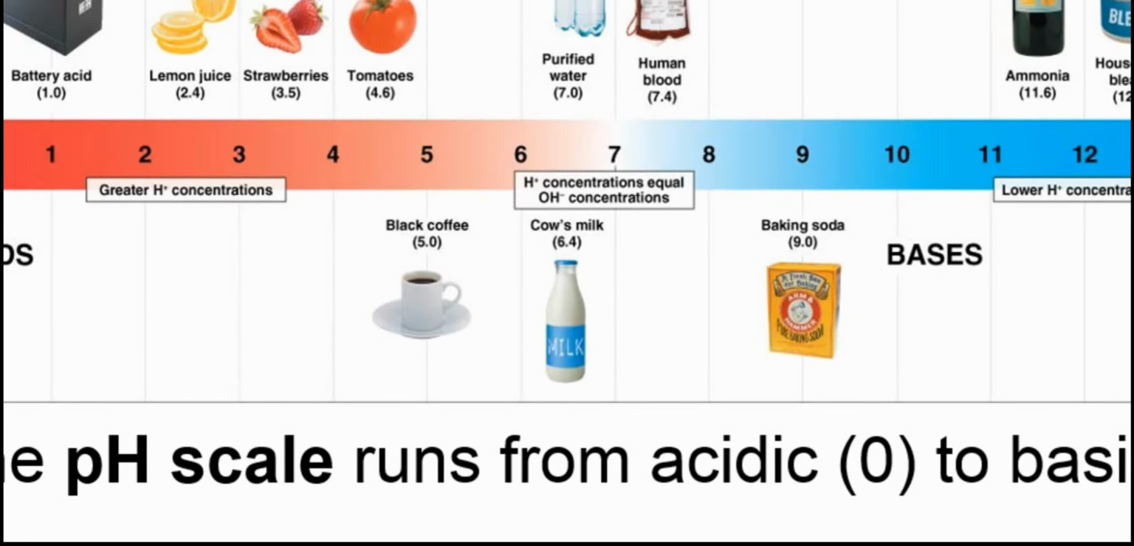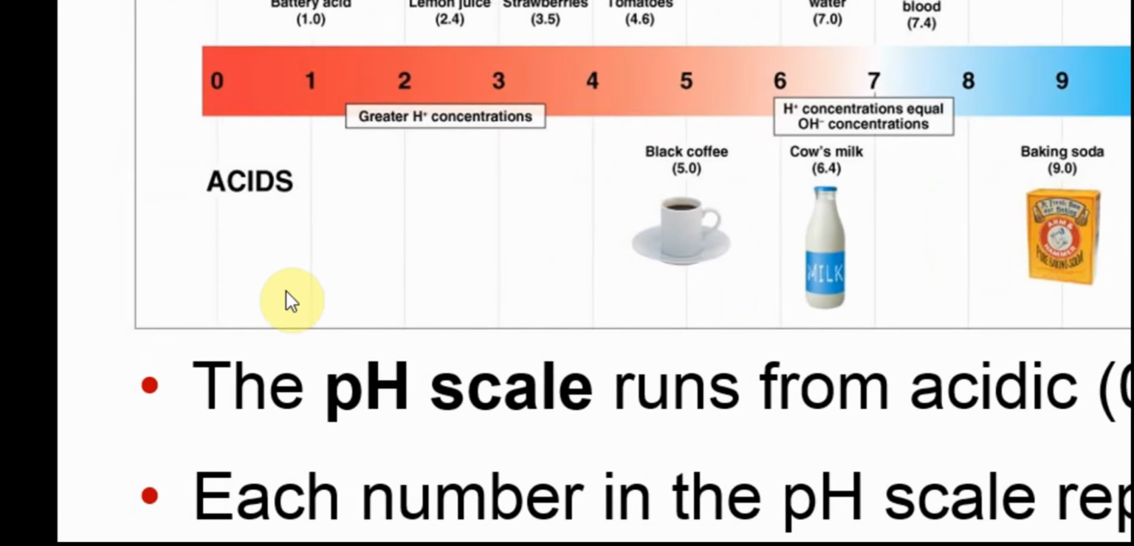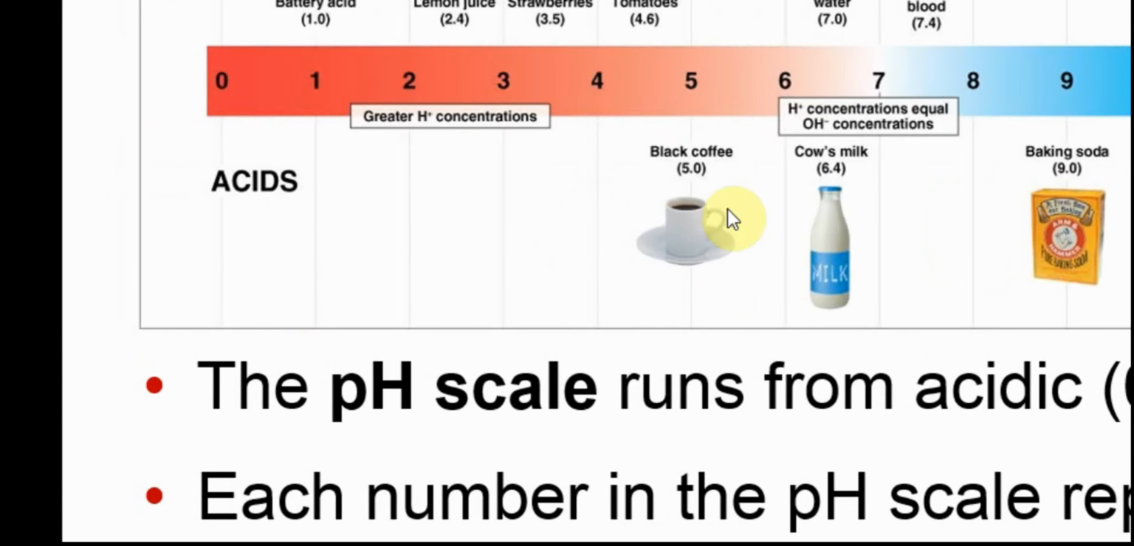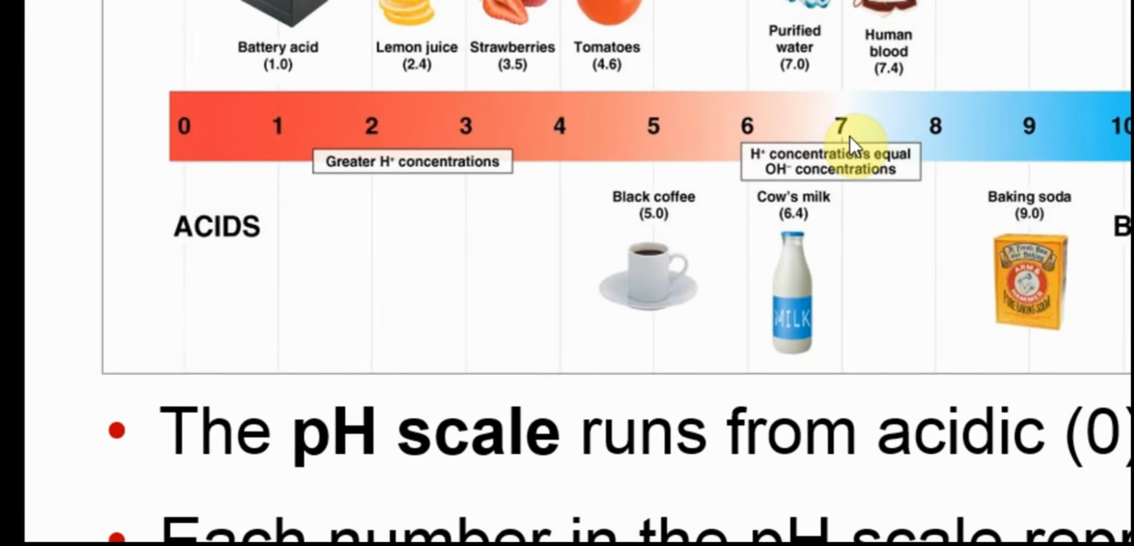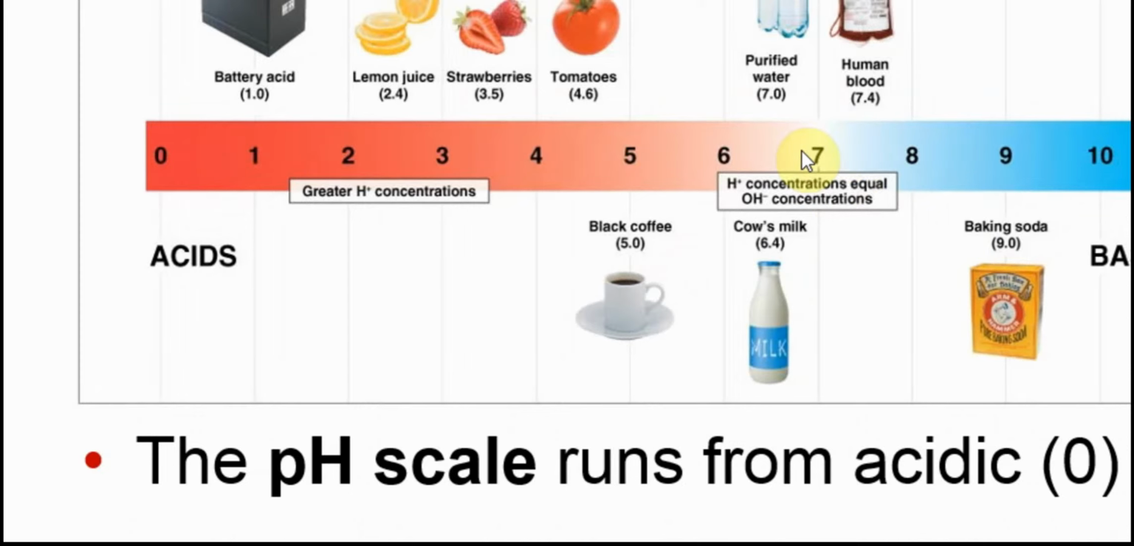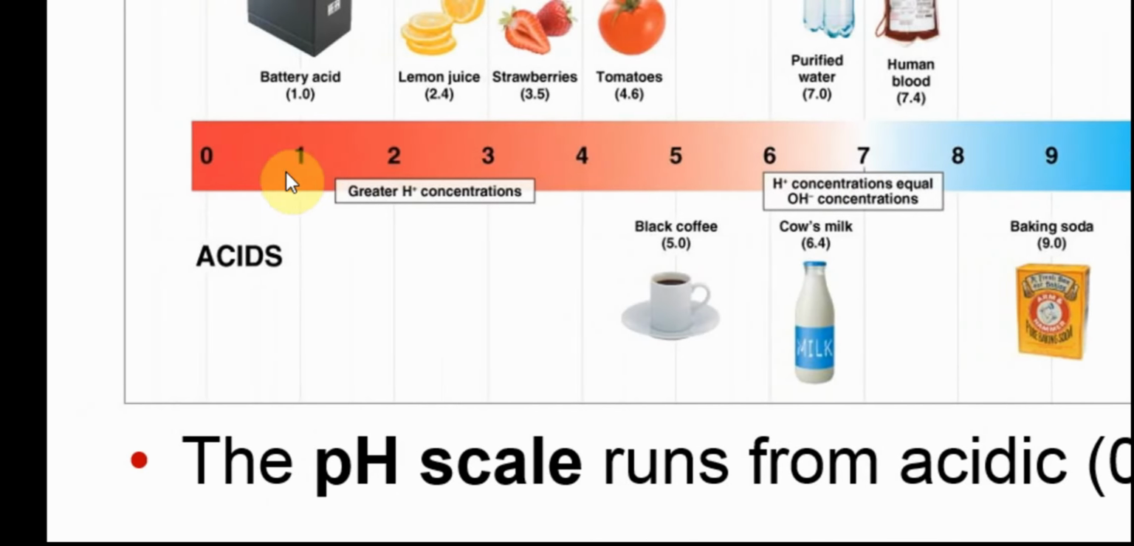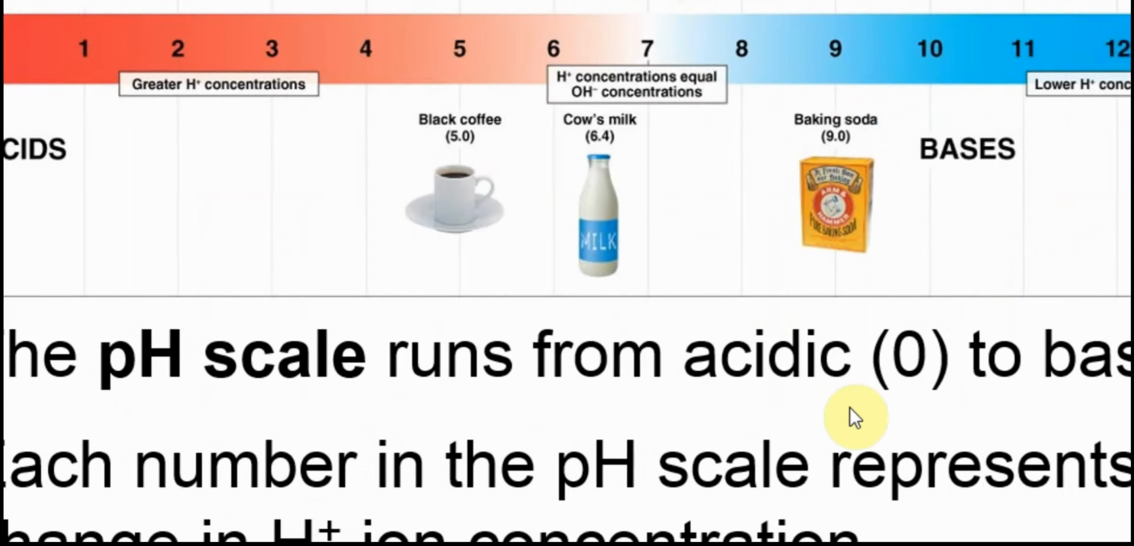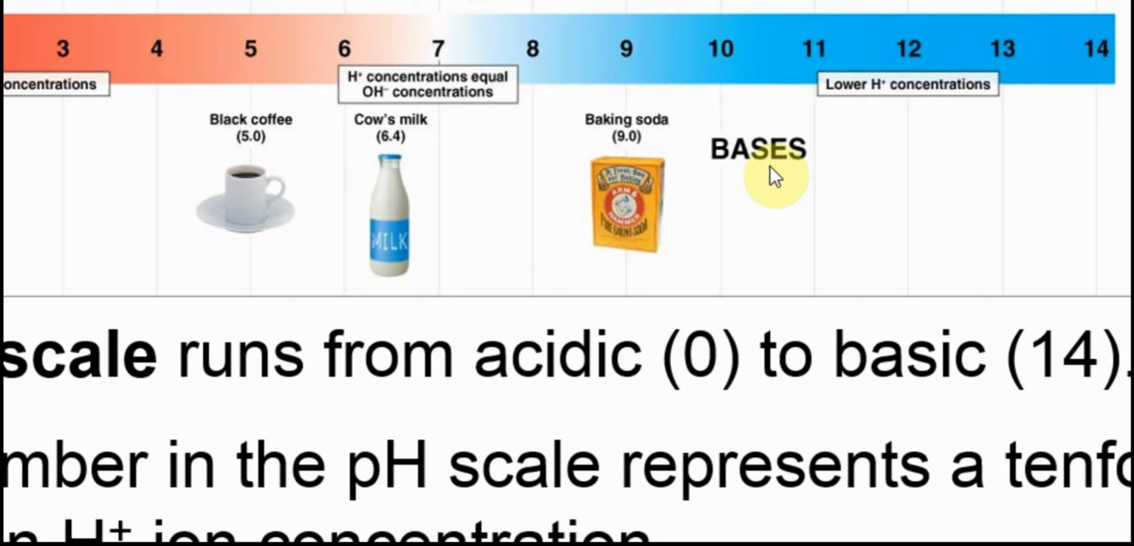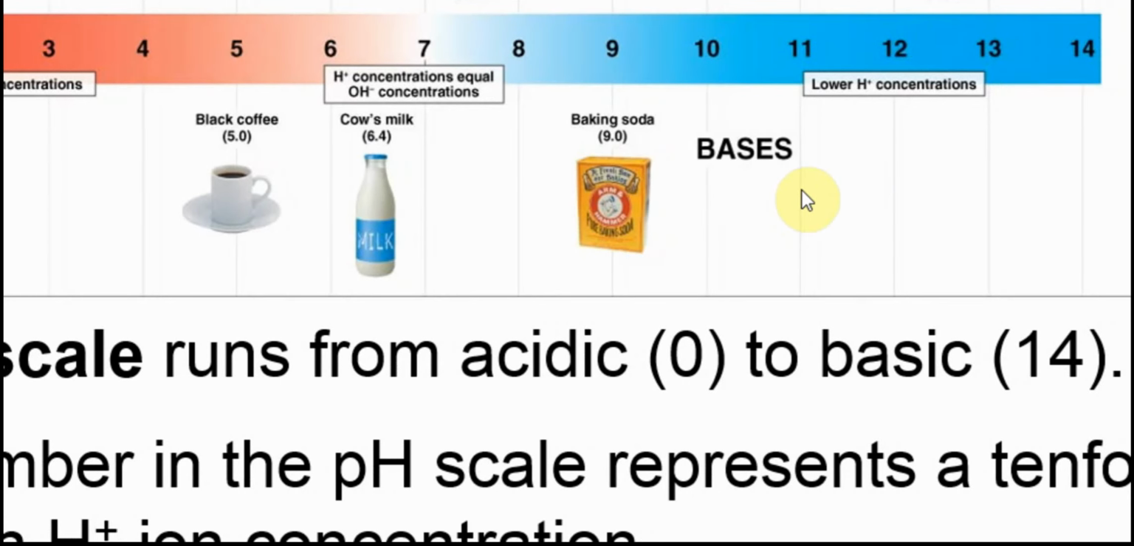So looking at this diagram from your textbook to explain pH, here's the pH scale. Now I mentioned previously that the more hydrogen ions, the lower the pH value. The pH scale runs from 0 to 14. Right exactly in the middle is 7. So anything below 7 is considered to be an acid. Anything above 7 is considered to be a base.